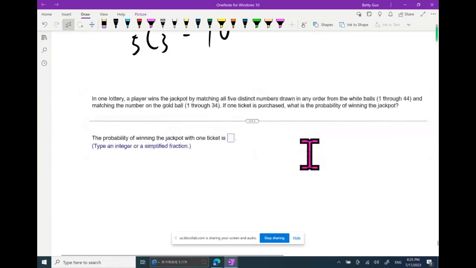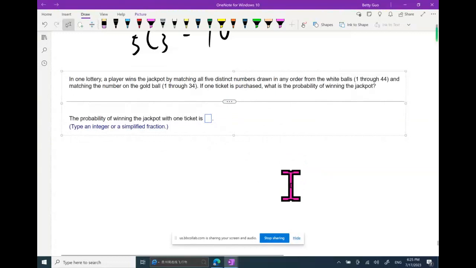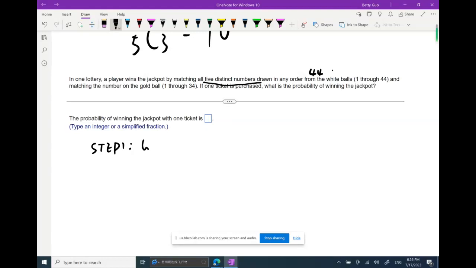Let's identify how to play the game. It's a lottery game. I would see the game has two parts. The first part is to get five numbers from 44 different numbers. It's a white ball. Step 1 is play the white ball.